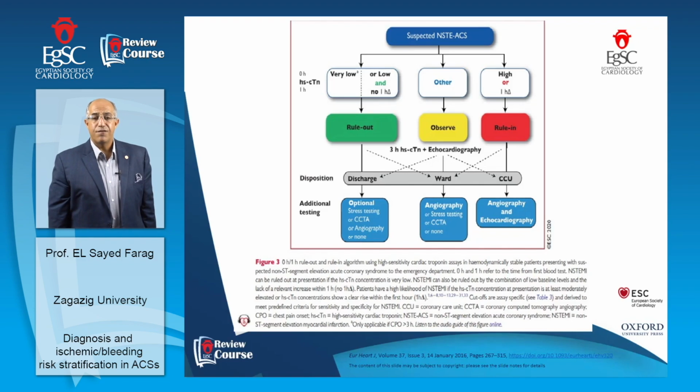If we have a mid-range troponin, we have to observe the patient, doing echocardiography, to rule in the patient to the CCU for angiography, or to rule out the patient for discharge and optional testing. Sometimes the patient can also be kept on the ward for more tests like CT or stress testing, and if they are positive, we can push him to angiography.